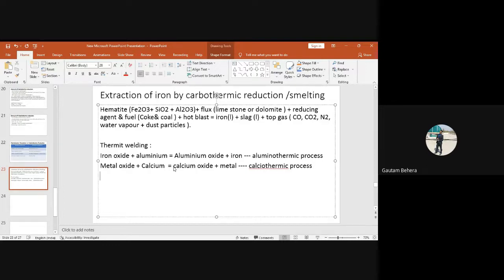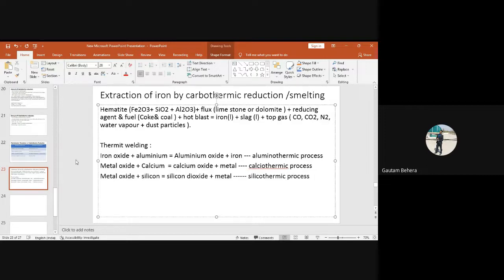Similarly, we can use silicon also as a reducing agent. So metal oxide plus silicon gives rise to silicon dioxide, you can write, plus metal. So this is called the silicothermic process, or silicothermic reduction process.